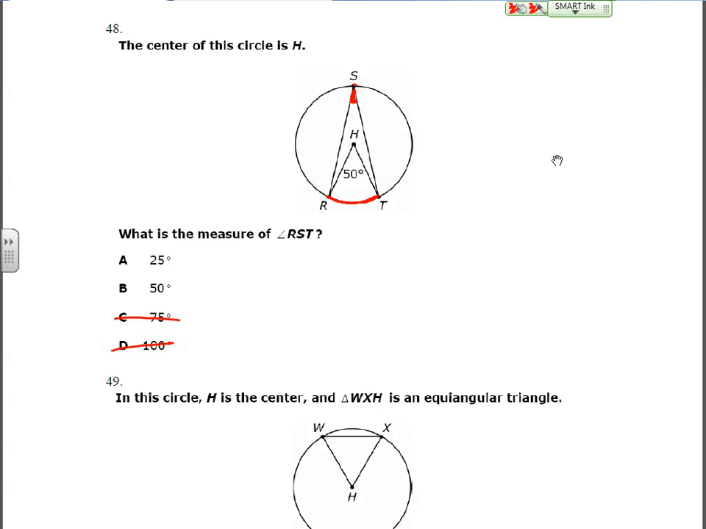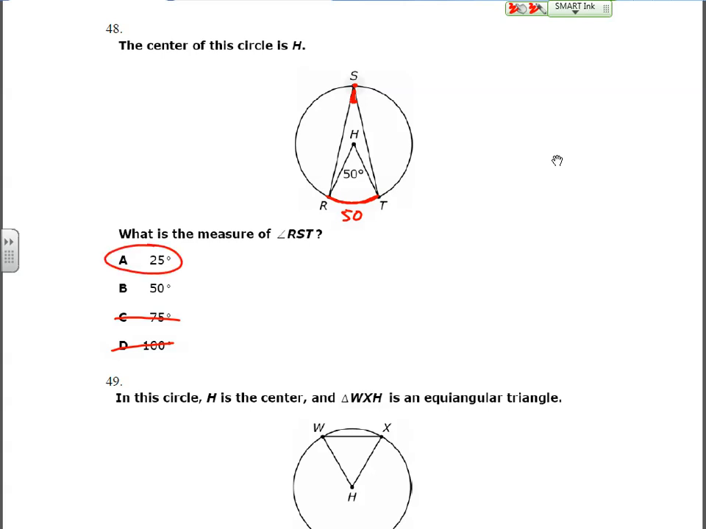So we know that the arc length of RT is what? 50, because H, which is the center of the circle, remember these 2 measures match. The measure of the angle from the center matches the arc length. So you know that RT is 50. The mathematical relationship here is that RST, which starts on the other side of the circle and goes all the way across, that angle measure is half of the arc length. So 25 would be the correct answer.